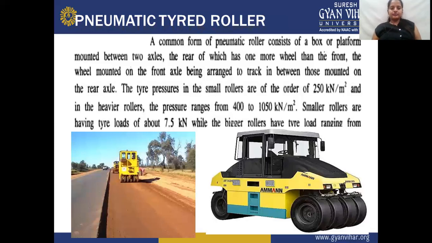Pneumatic typed rollers. These rollers are most common. The common form of pneumatic roller consists of a box platform mounted between two axles, the rear of which has one more wheel than the front. The wheels mounted on the front axle are arranged to track in between those mounted on the rear axle.